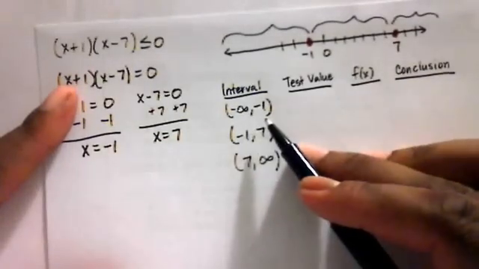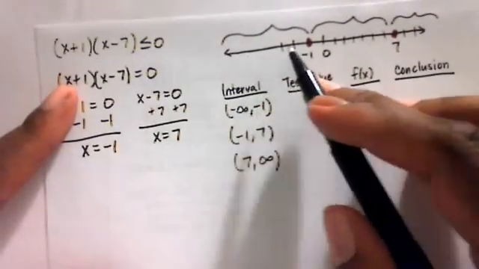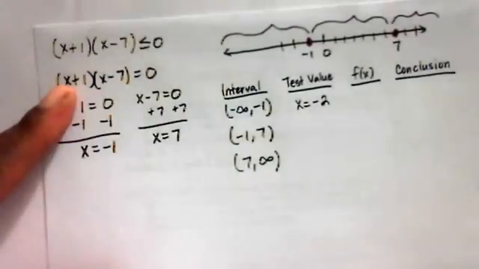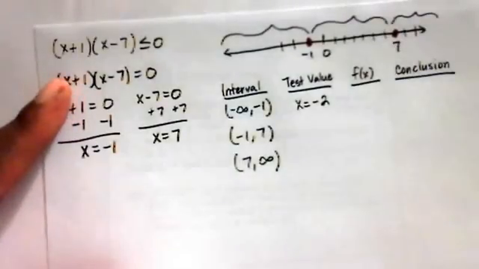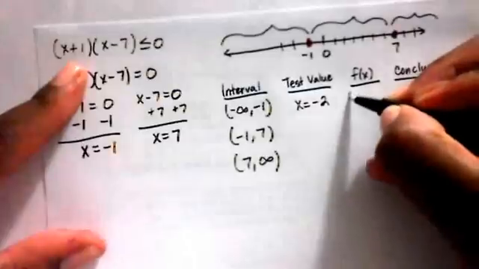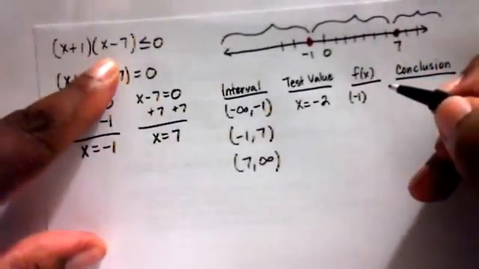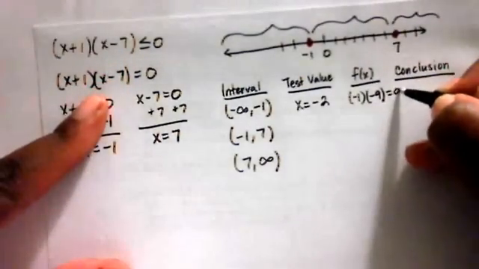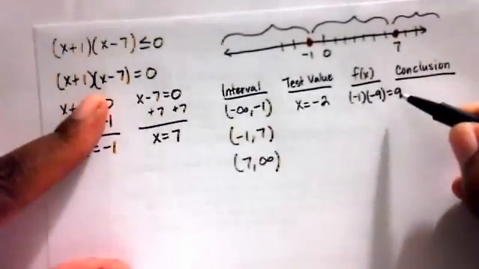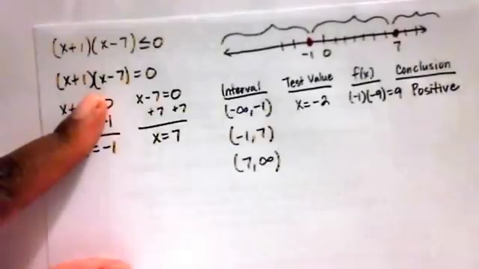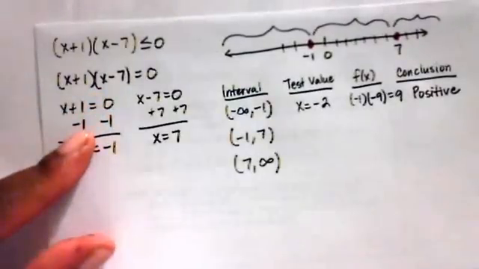Okay. From negative infinity to negative 1, that's this interval right here. Let's use x equal negative 2 as a test value. I could have used negative 3 or negative 4, as long as that test value is a number that is within that particular interval. So if x is negative 2, in this problem, negative 2 plus 1, that's negative 1. And then negative 2 minus 7 is negative 9. And negative 1 times negative 9 is a positive 9. So here we came up with a positive value for f of x. So that means for that interval, negative infinity to negative 1, I'm going to have positive f of x values.